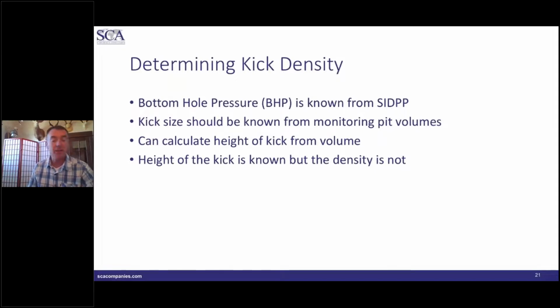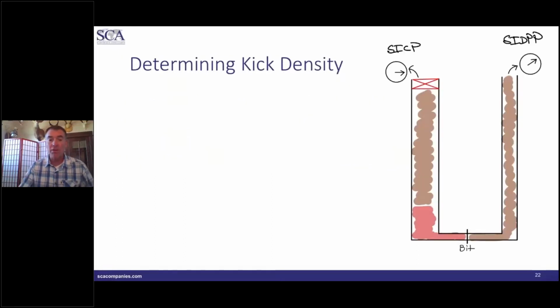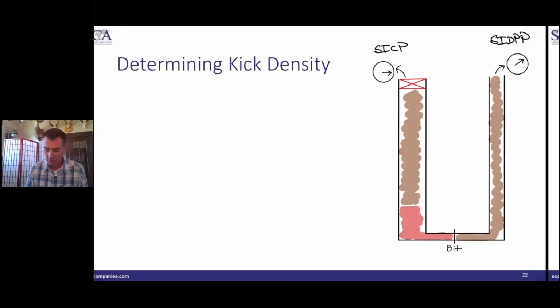So we can calculate the height of the kick from that volume, and the height of the kick is known, but the density is not, so we can solve for it from our shut-in casing pressure. So what that starts to look like is, if kick size is known, then kick height can be determined using the annular capacity.